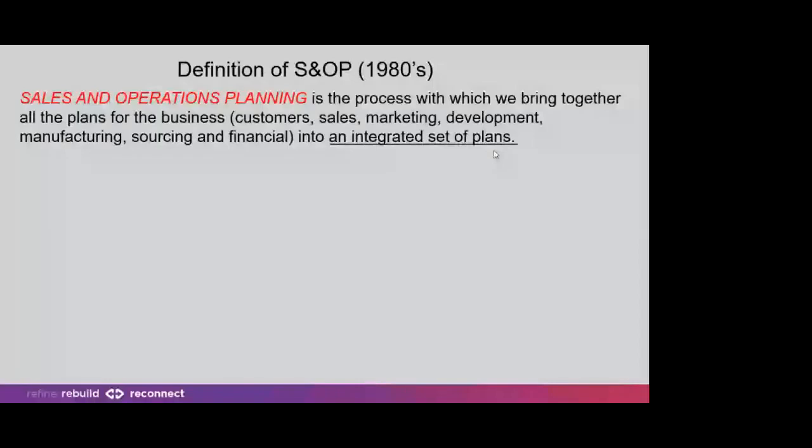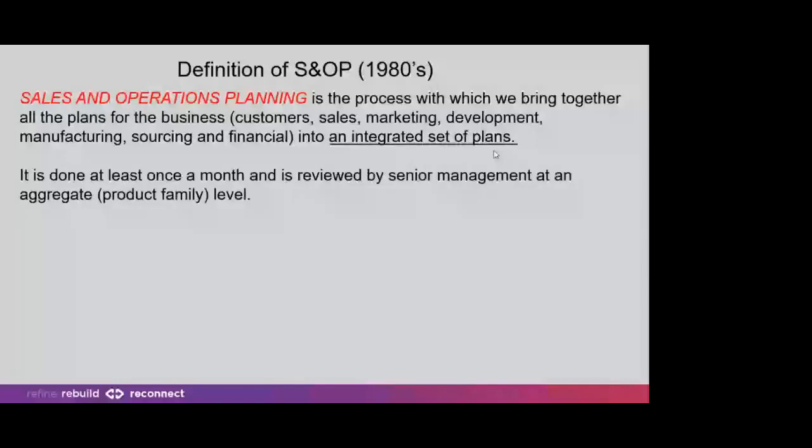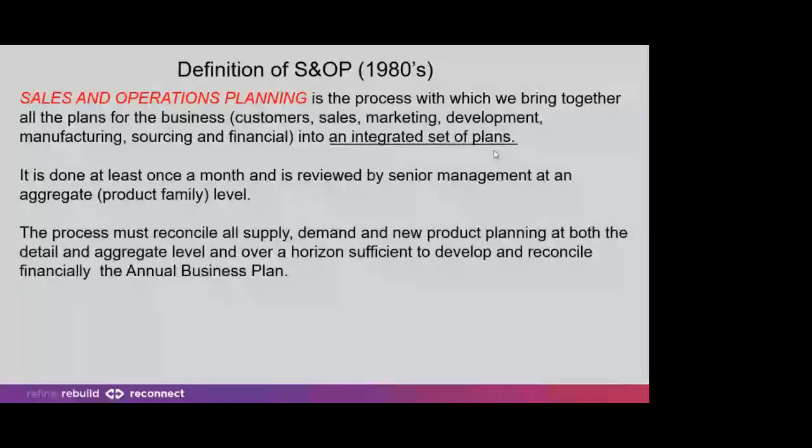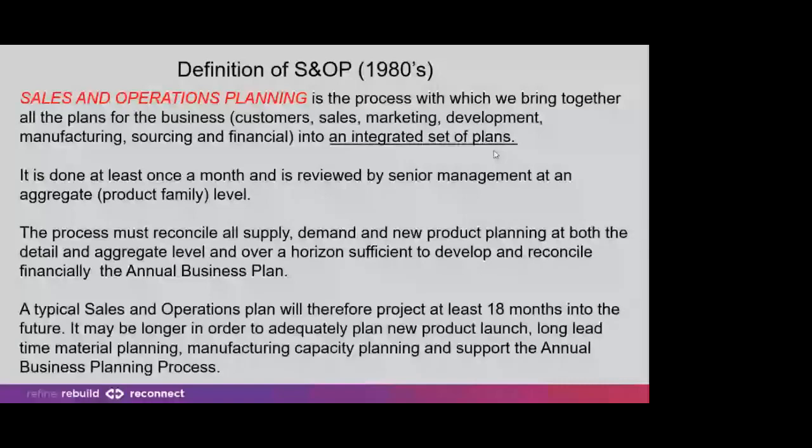So the definition we came up with: sales and operations planning is where we come up with an integrated set of plans. It's done at least once a month. Senior management is involved at the product family level. We need to reconcile all supply, demand, and new product planning at both detail and aggregate levels. So we need to go out at least 18 months in the future, maybe longer, depending on lead times and how far you have to plan to launch new products and plan your future.